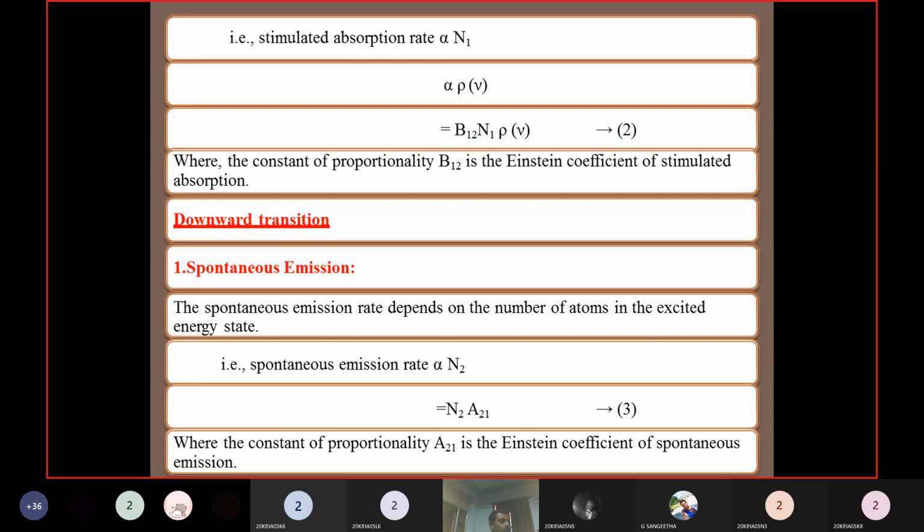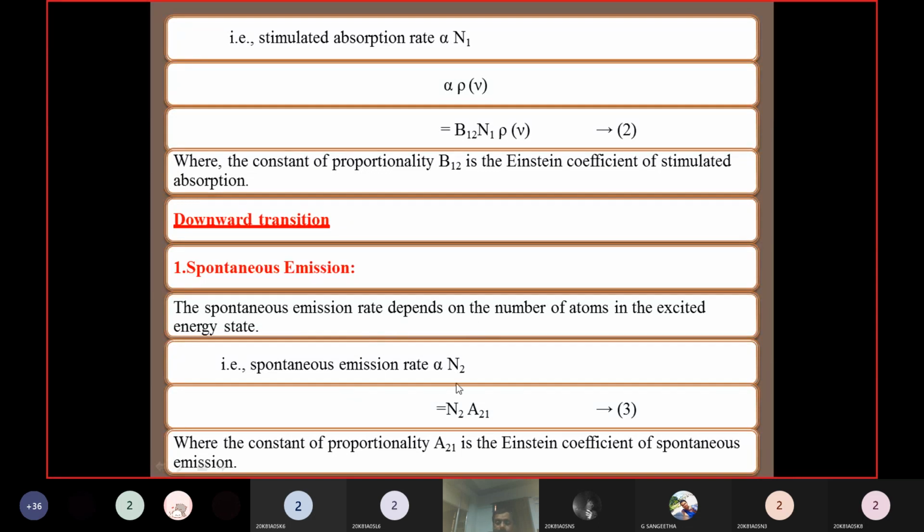Spontaneous emission is nothing but emission without any external source. The electron comes to the ground state after completion of its lifetime. The electron comes to the ground state automatically. In this process, some radiation will be emitted. This process we call spontaneous emission.